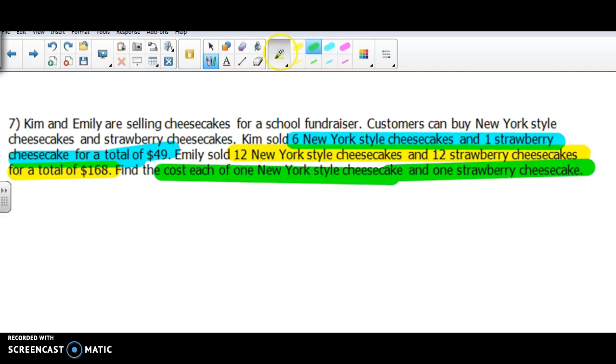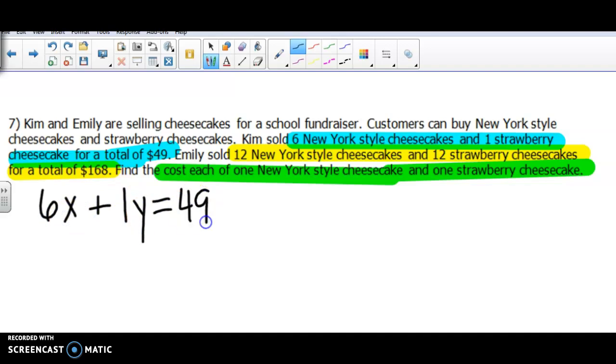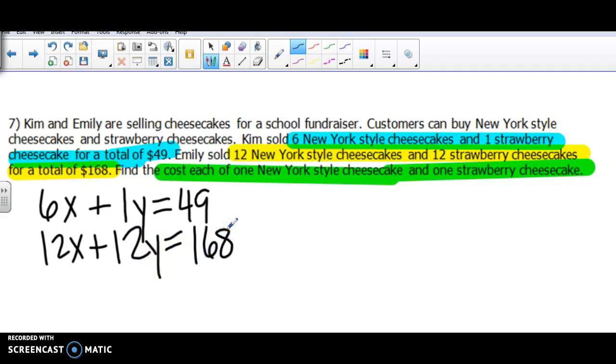Okay, so I'm going to go back and I'm going to set this up like a normal matrix. I'm sorry, like a normal system. So I have 6x plus 1y equals 49, and then 12x plus 12y equals 168.